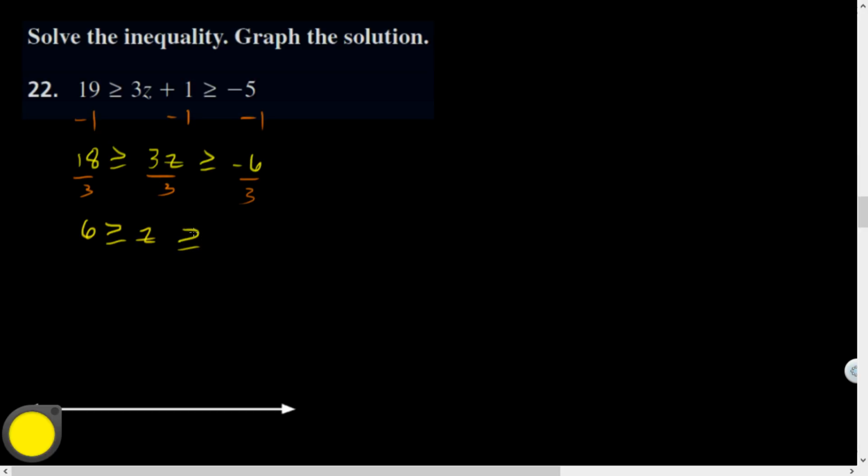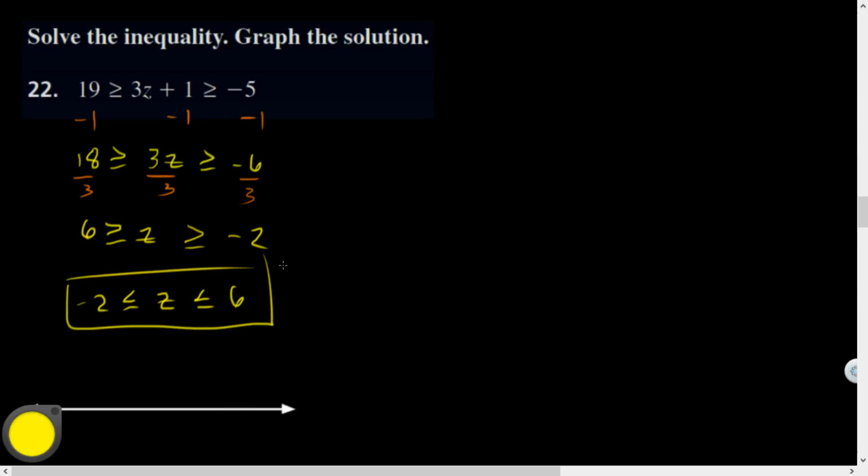Nope. Greater than or equal to -2. Let's write this from least to greatest, flipping the entire thing. So that's going to be -2 is less than or equal to z is less than or equal to 6. So this is an and problem.